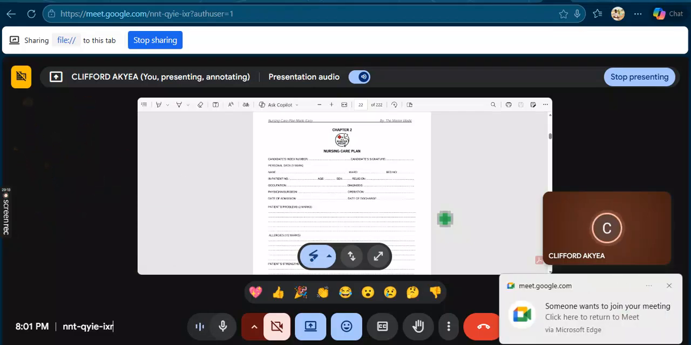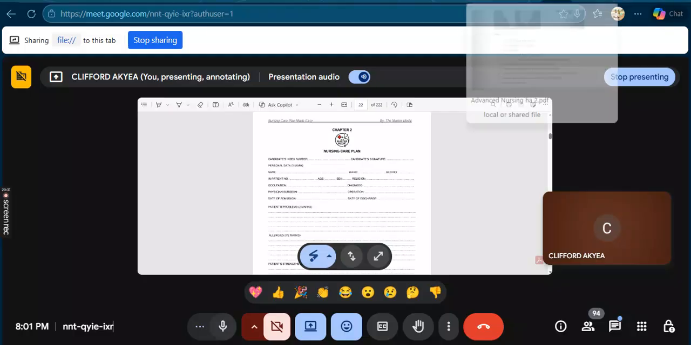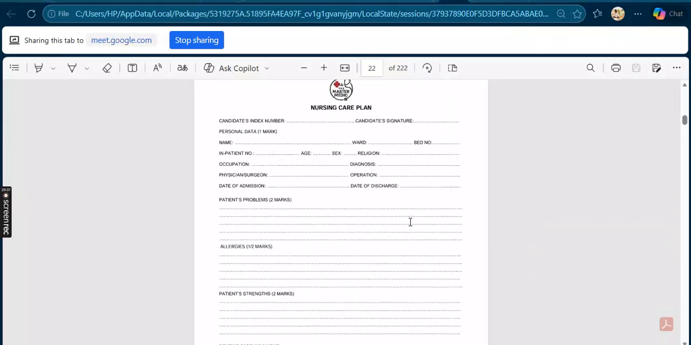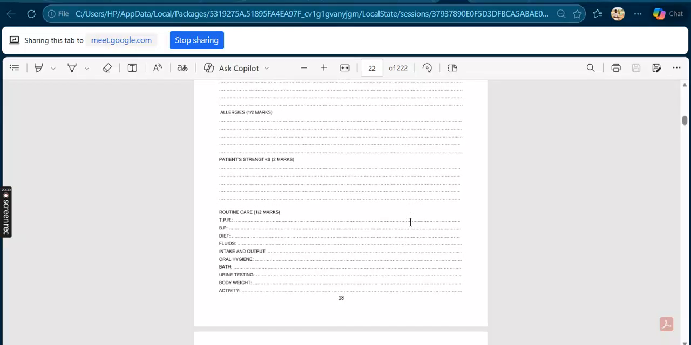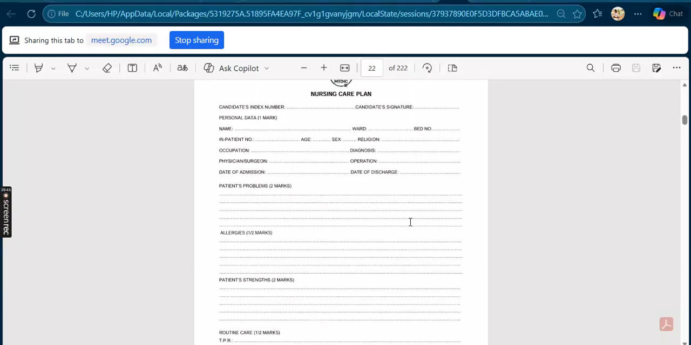So then, this is the front page of the nursing care plan. This is the one I drew myself. So you can see my logo there. Nursing care plan. Alright. So with the nursing care plan, there is a breakdown here. Let's start with that. So you have to write the name. You can see the name over here. But when you are given the care plan sheet, you'll be told to write your index number and then you sign. So after that the care plan will begin.